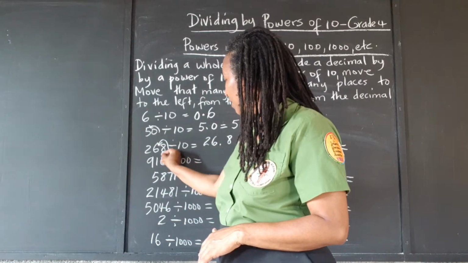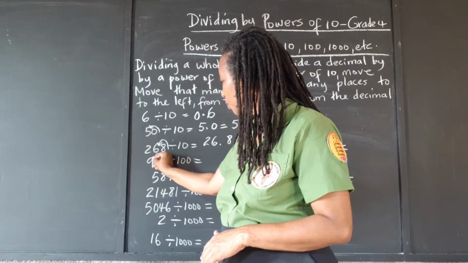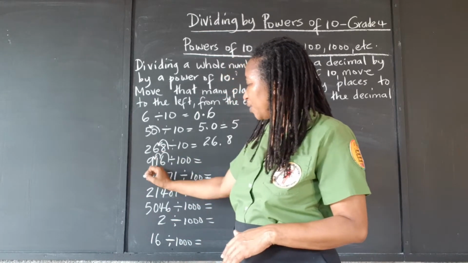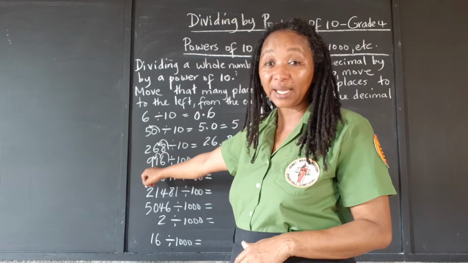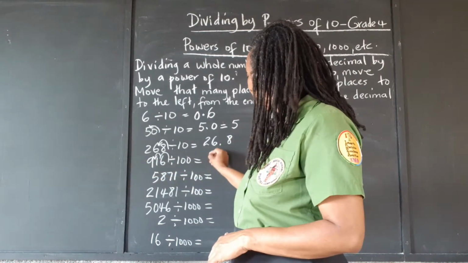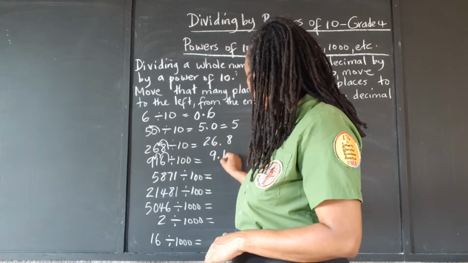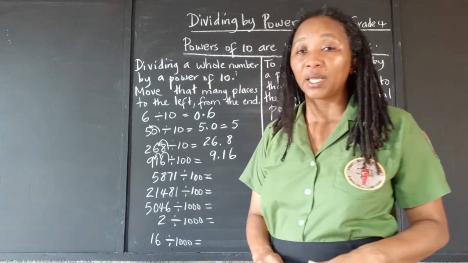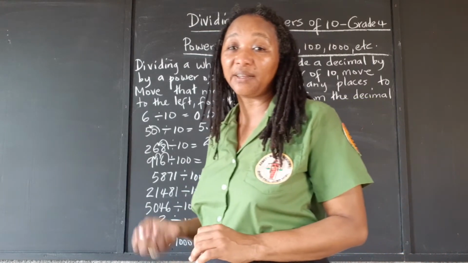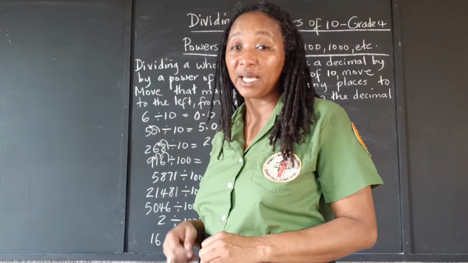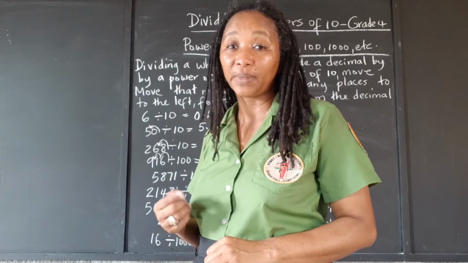Starting here, so that's 1, 2. It's going to end up now between the 9 and the 1. So that's 9.16. So 916 divided by 100 gives 9.16.